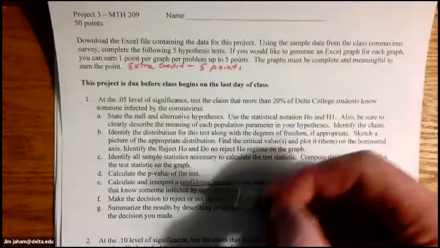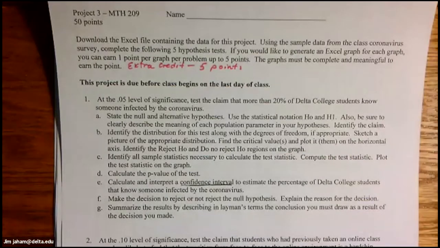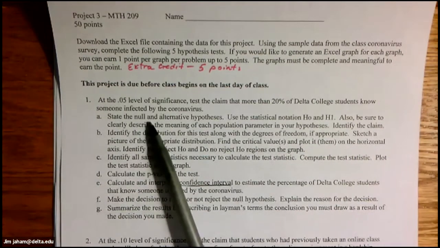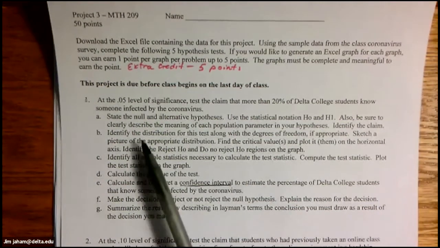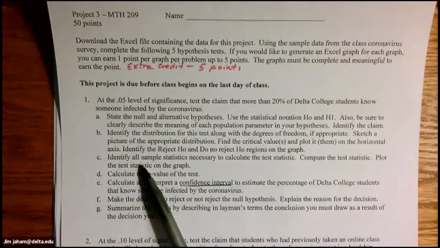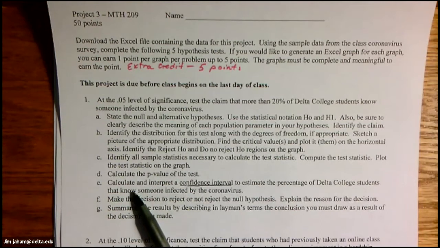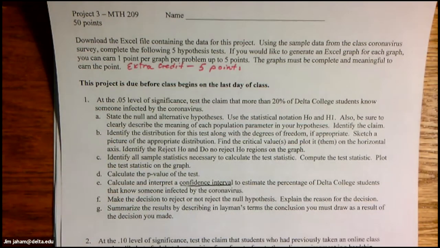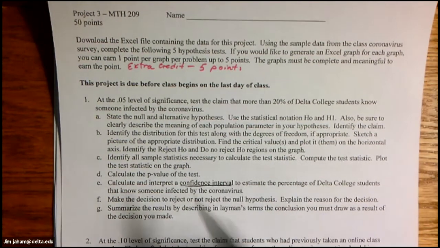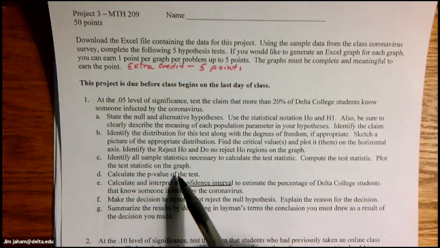The rest of these pieces are just part of the 5 steps. So write the hypotheses. Identify the distribution. Here I'm asking you to do a classical approach, so draw the graph. Identify the sample statistics, calculate the test statistic and the p-value. Then do a confidence interval, then make the decision, then summarize the results. So basically this is just the 5 steps with a little bit more. I might ask you to make the decision using a couple of different methods, like the classical approach and then the p-value approach. This one, it's all 3 because of the confidence interval.